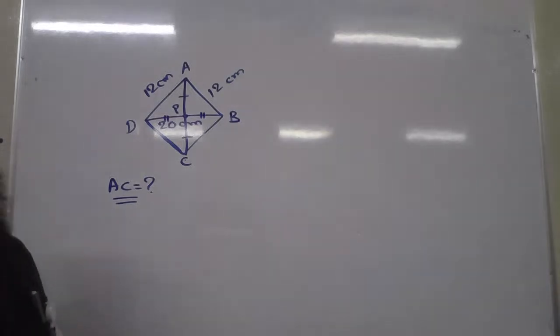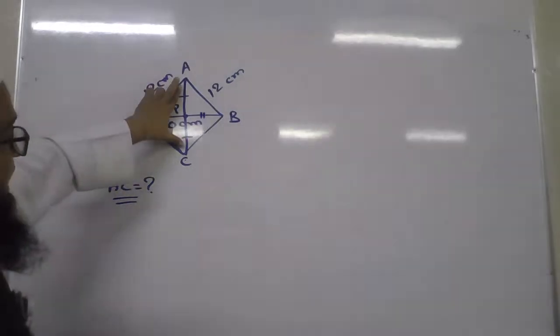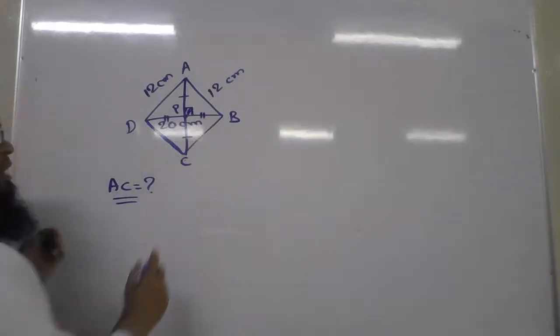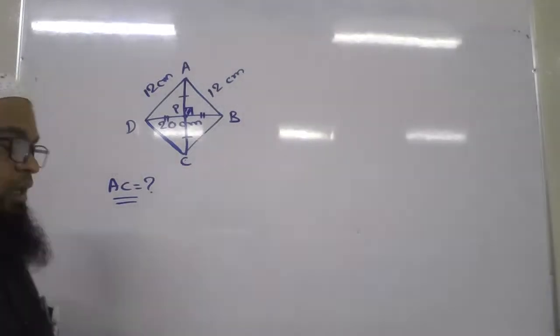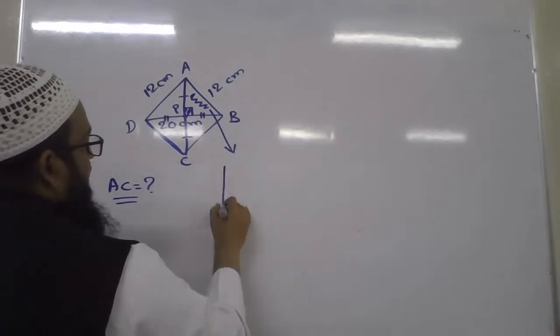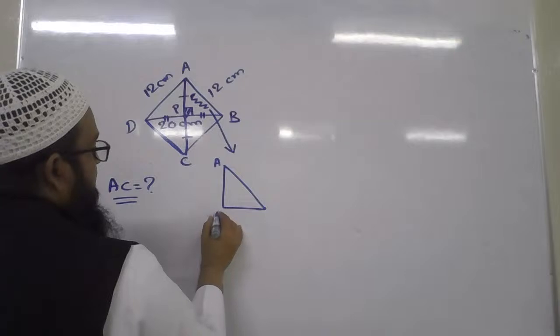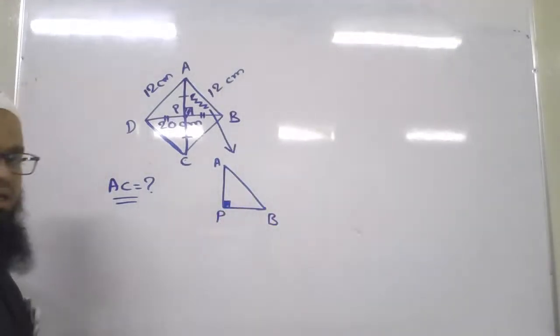Understood? So now let us see what you are supposed to find. You are supposed to find AC. Now we know that the diagonals of a rhombus bisect perpendicularly. So what happens to this particular triangle? Let us draw it outside so that you have a clear picture. This is A, this is P and this is B. They bisect at right angle, perpendicularly.